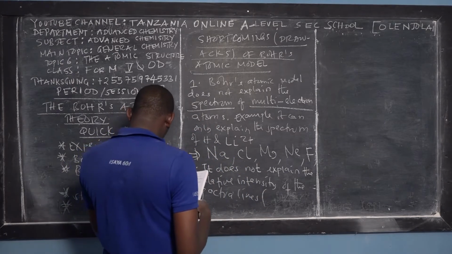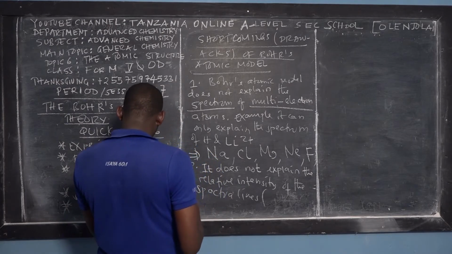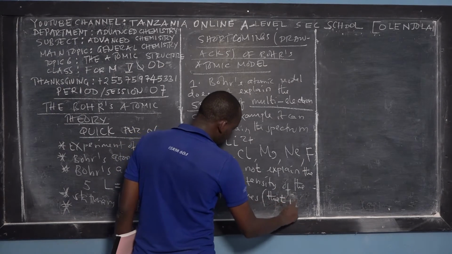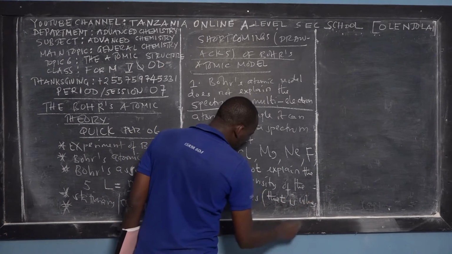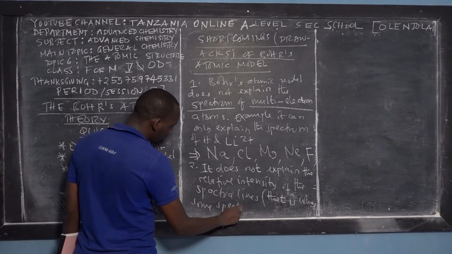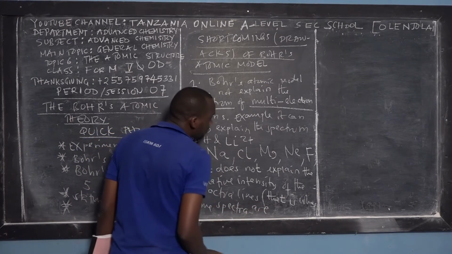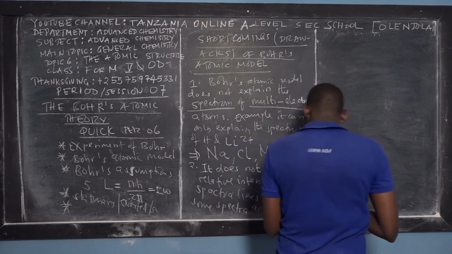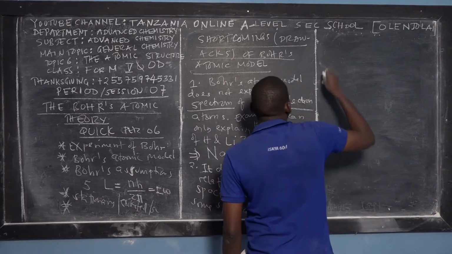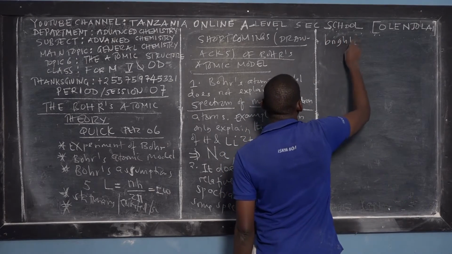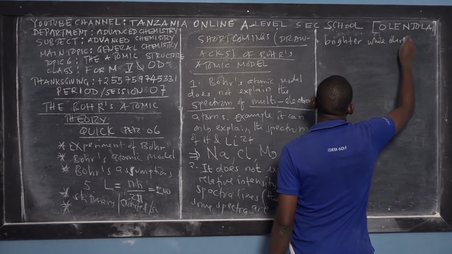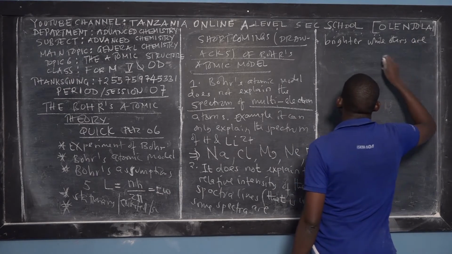That's why some spectral lines are brighter, while others are dimmer.